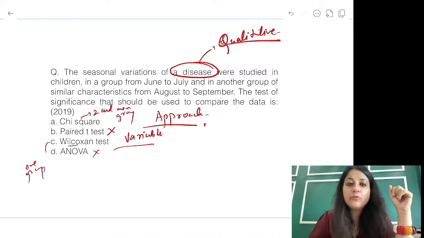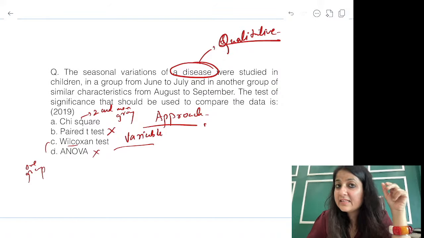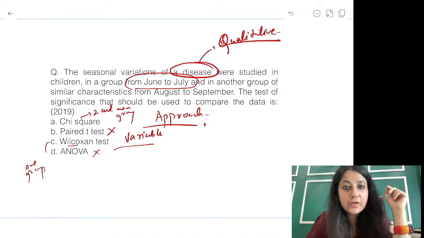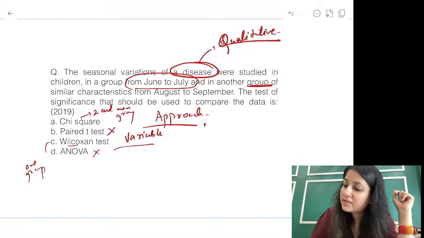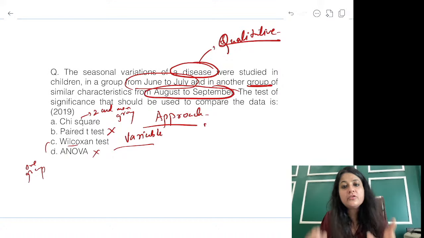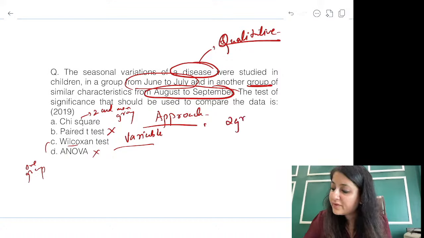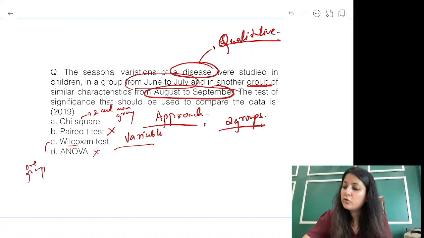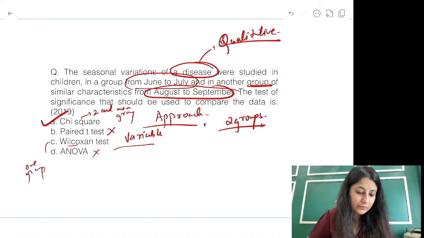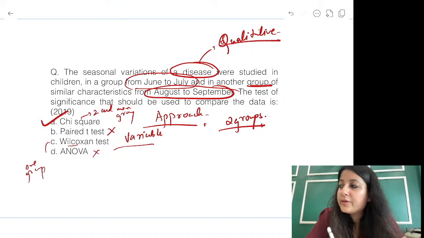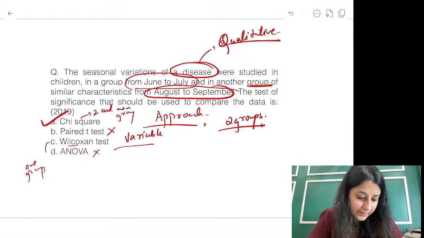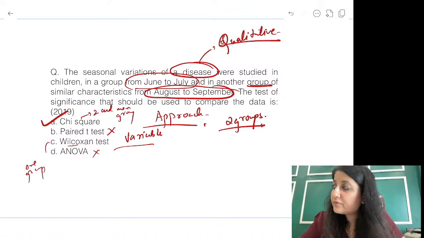Now figure out how many groups are there. You are studying seasonal variations of a disease in children in a group from June to July and in another group of similar characteristics from August to September. How many groups, everybody? Two groups. Two groups, qualitative variable. Which one would I use? I would use a chi-square test. Now did you understand? You could clearly see that we had two groups. That's how you will be given the questions. Okay? One more question for your practice.